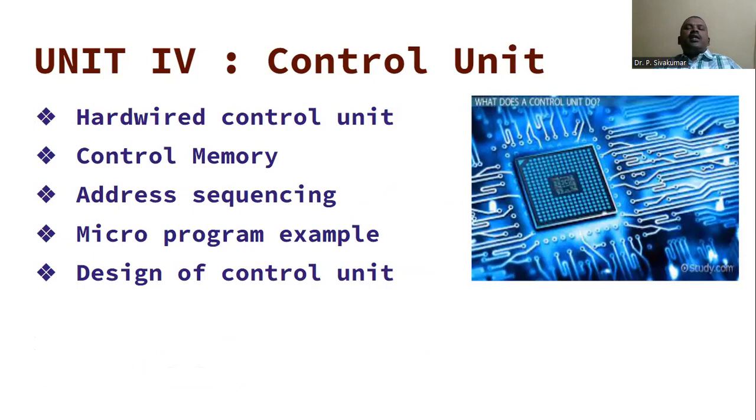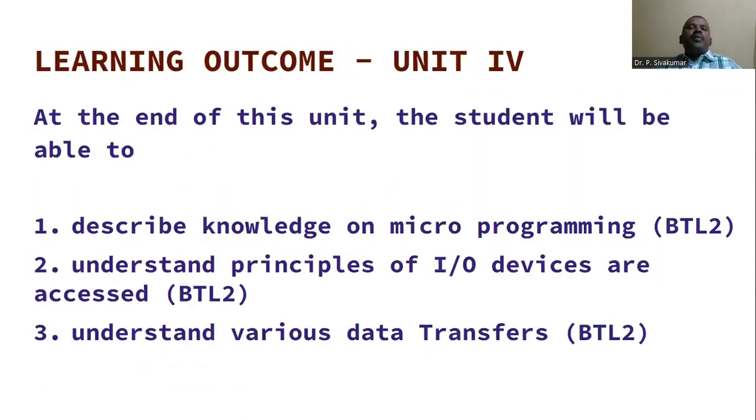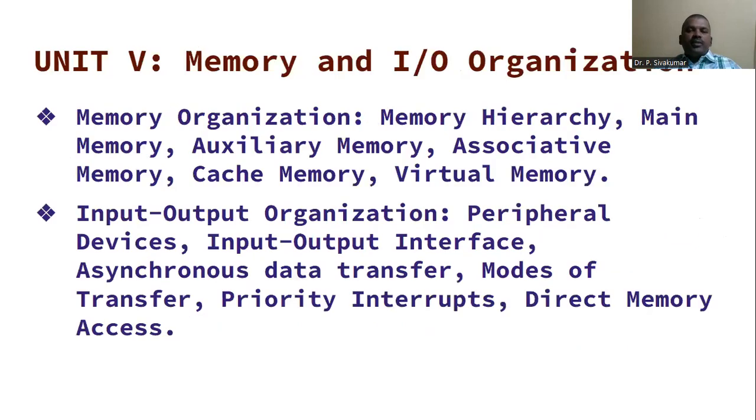The fourth unit contains the control units: how control signals are generated and what the different types of control units available are. Normally, we have microprogrammed control and hardwired control. What is actually the control memory, and how does address sequencing work? Let's see some examples of microprograms. Then, what is the design of control units? After the fourth unit, the student can describe knowledge of microprogramming, understand the principles by which IO devices are accessed, and understand various data transfers between the components.